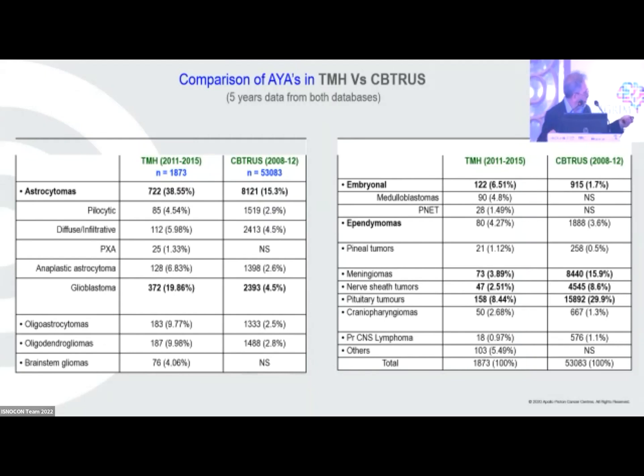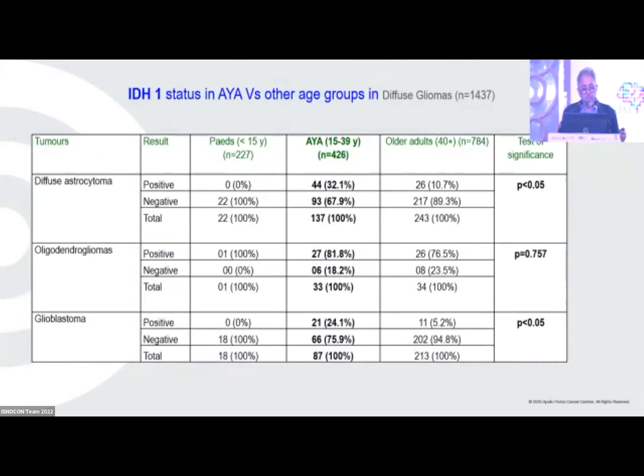As you can also see in the other group, there was not so much difference in the embryonal tumors and others. And there were also perhaps reflections of, for example, meningiomas, we saw only 4% as compared to 15% in the CBTRS, again reflecting the selection bias of the cases that were captured in these two registries.